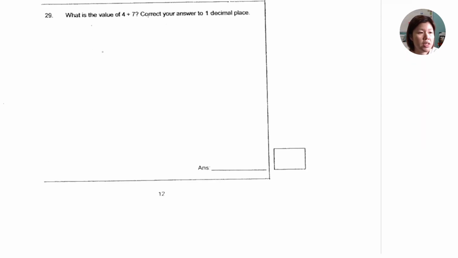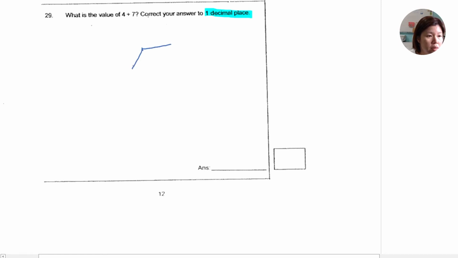Okay, next one is, what is the value of 4 divided by 7 in one decimal place? So when they mention one decimal place, there will be a decimal place in the answer. So 4 divided by 7. 4 cannot be divided, we put a 0 and then minus. And then we put a 0 again. Carry down is 40. Put the decimal.